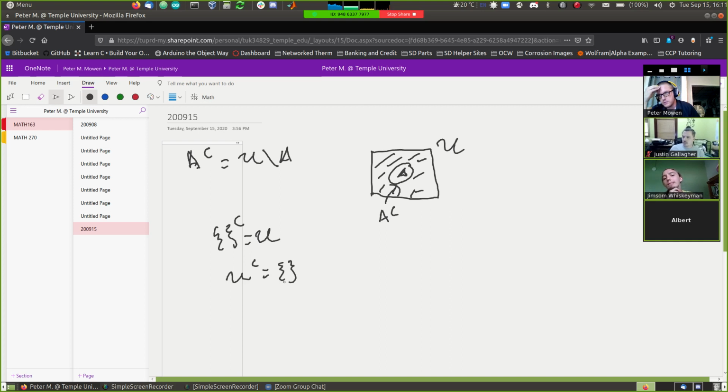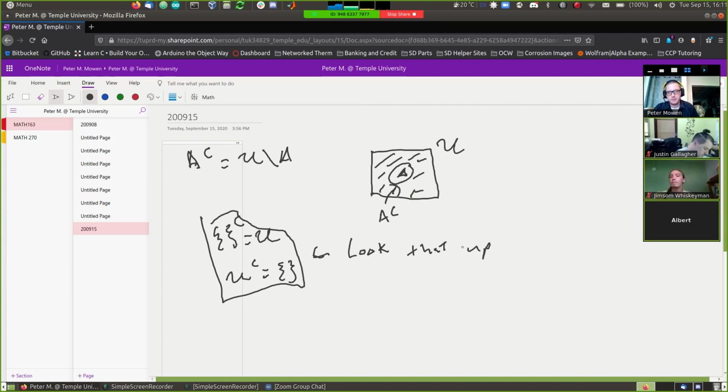So the empty set is a subset of the universal set, right? The empty set is a subset of every set. That's a good point. I'm pretty sure this is true, but y'all should look it up though. Let me just put a box around that and say look that up. But I'm pretty sure that's true.